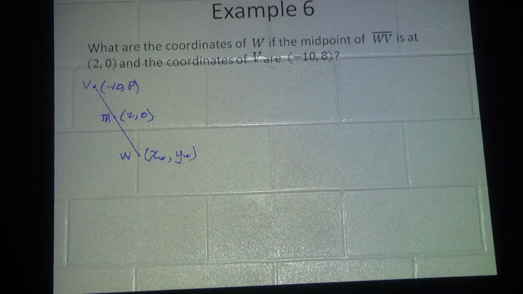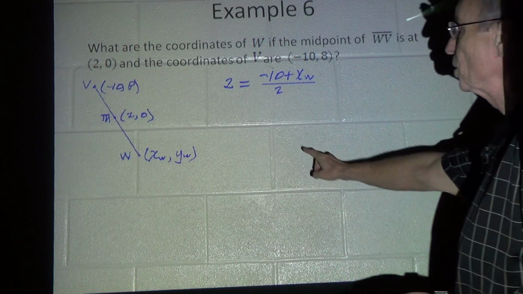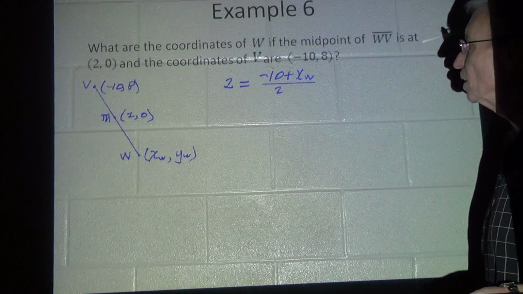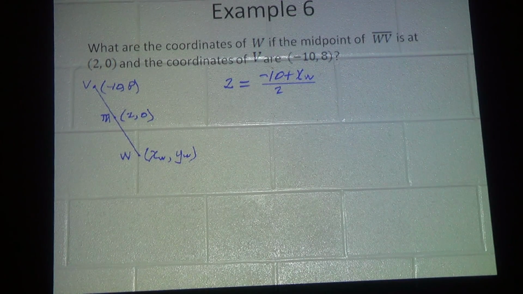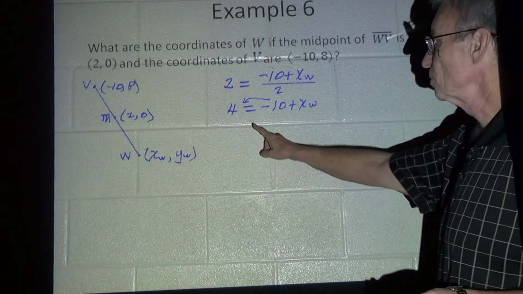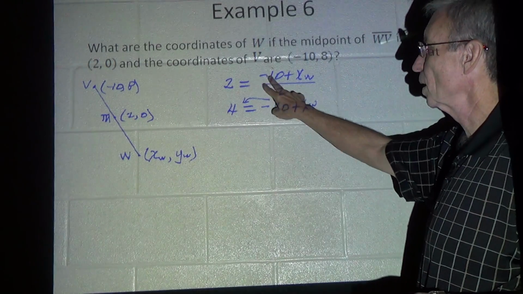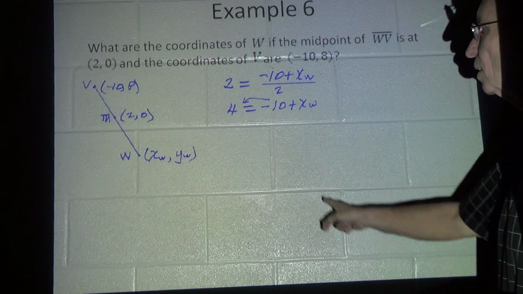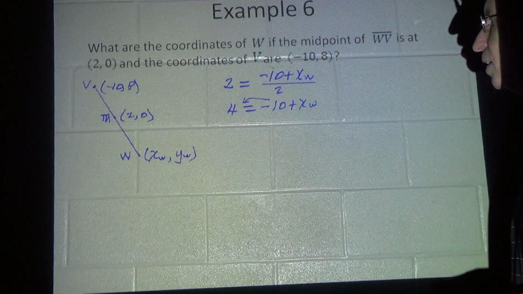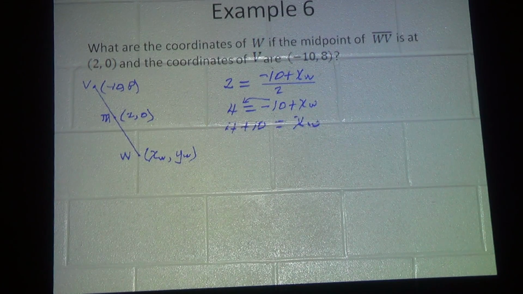To project this, we use the same formula, which says that 2 is equal to negative 10 plus the x of point W divided by 2. So this becomes 4 equals negative 10 plus xW by multiplying both sides by 2. Now we're going to transfer the negative 10 over. So this gives us 4 plus 10 equals the x coordinate, so 14 is equal to the x coordinate.